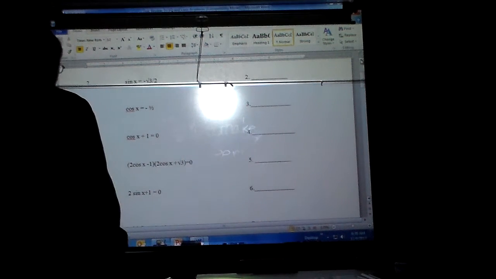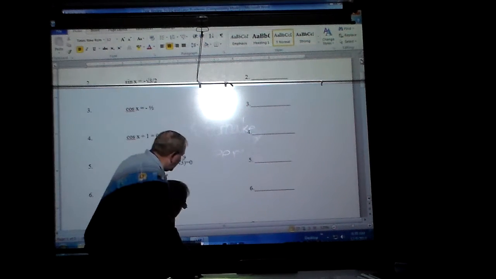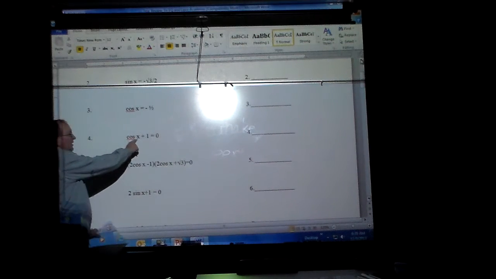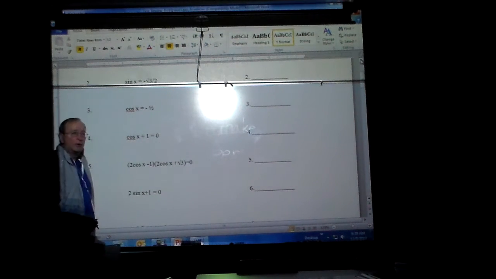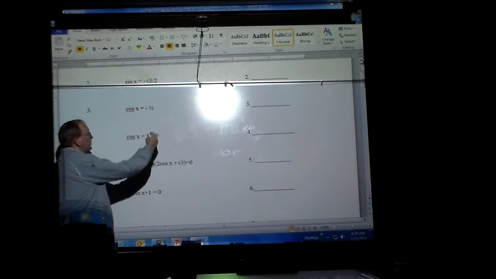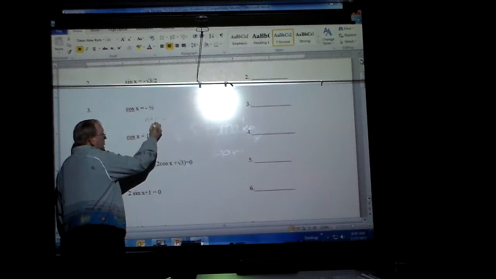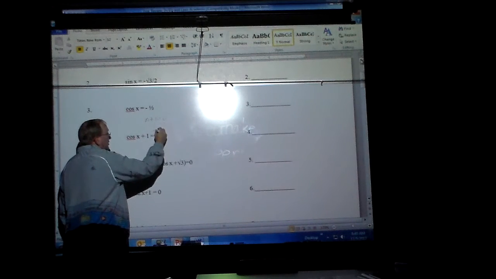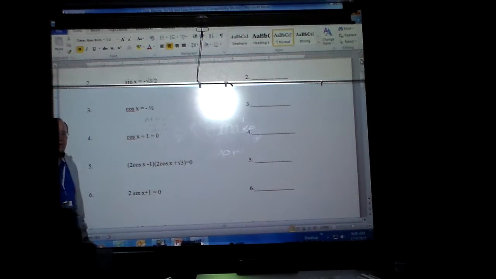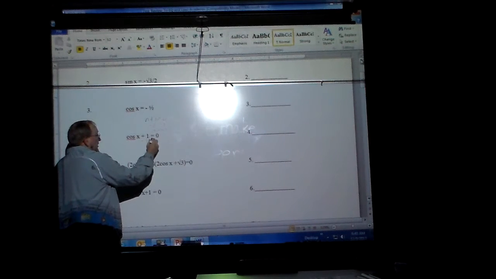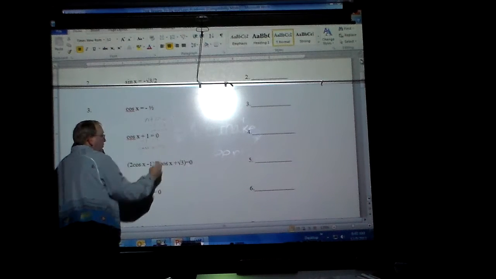Okay, let's look at our next few problems here. Cosine x plus 1 equals 0. Basically, how would you solve if I had n plus 1 equals 0? What would you do? You would minus 1 from each side to get n would equal negative 1. I'm going to do the same thing, except instead of n, I'm just going to minus 1 from each side here, so that cosine x equals negative 1.